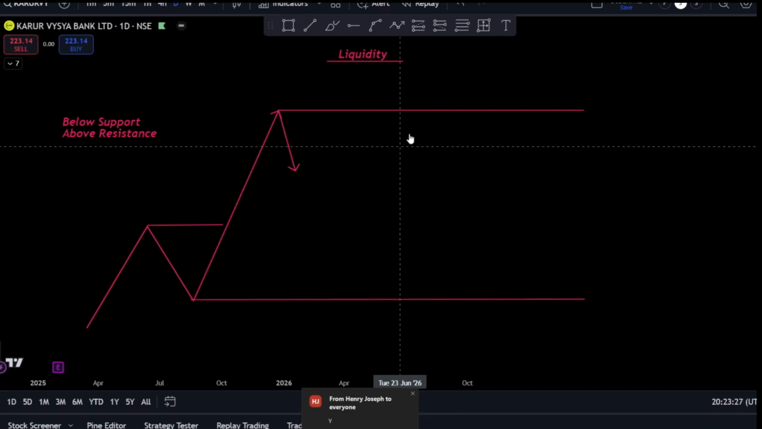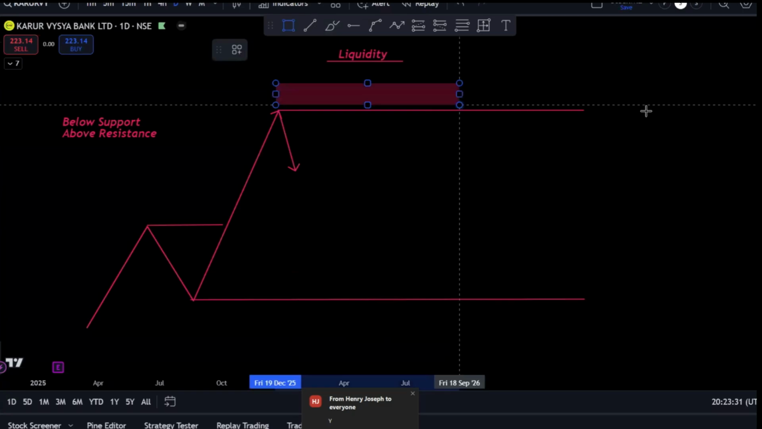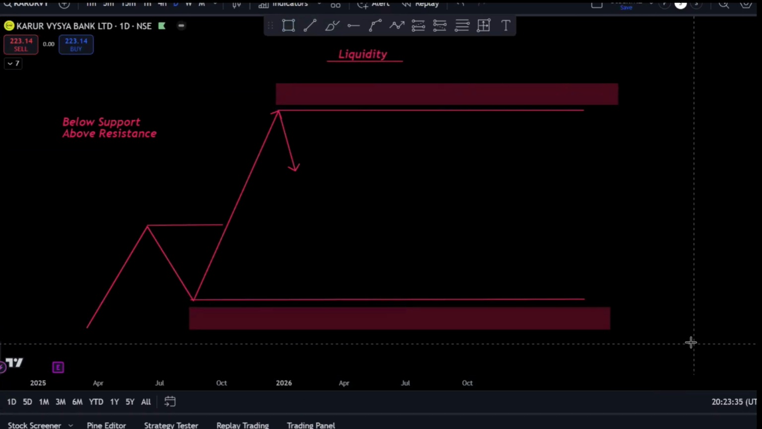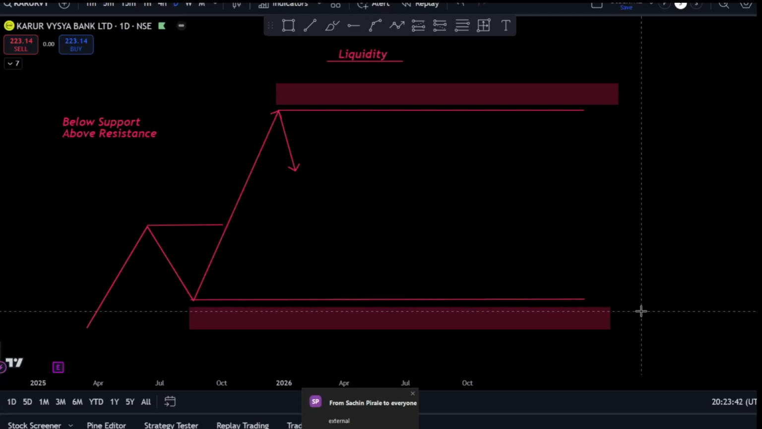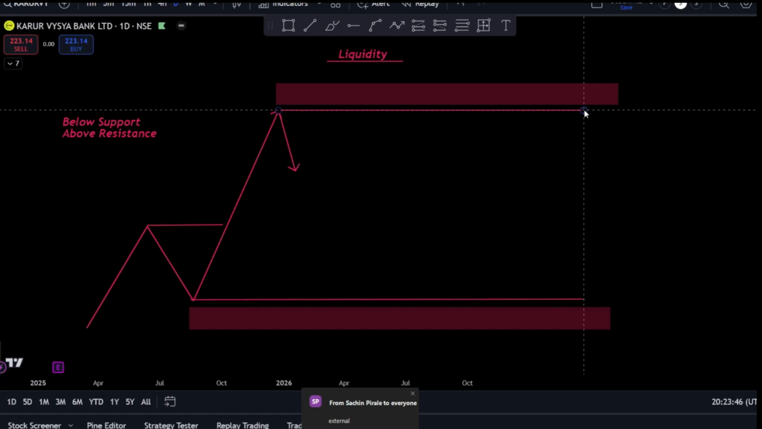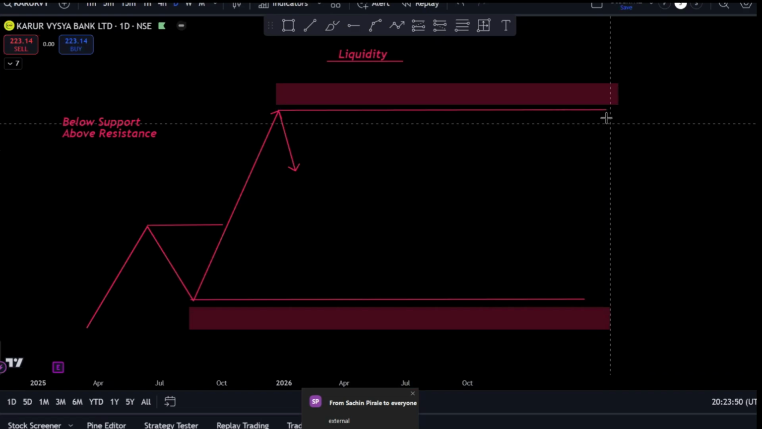Now, what do you all think? Is this the liquidity I'm considering? So the liquidity is lying over here and liquidity is lying over here. Are these inside the range or outside the range? Outside. So what will we consider these? Are these external range liquidities or internal range liquidities? External.